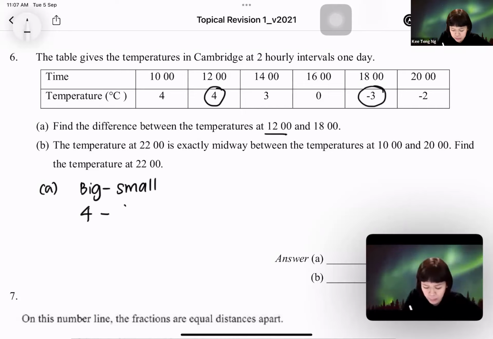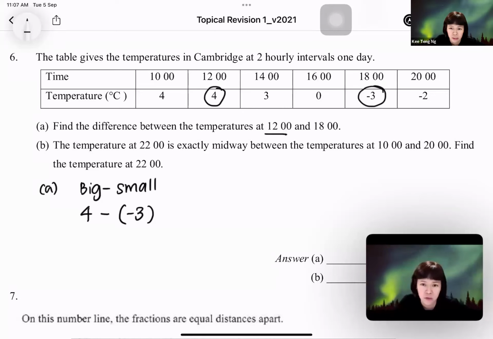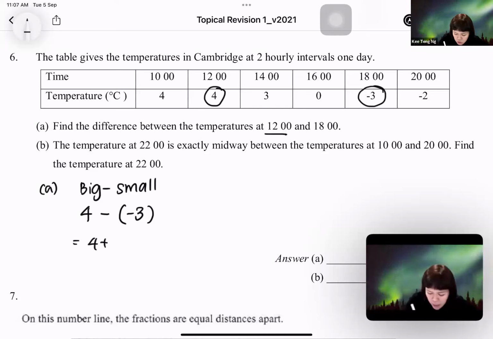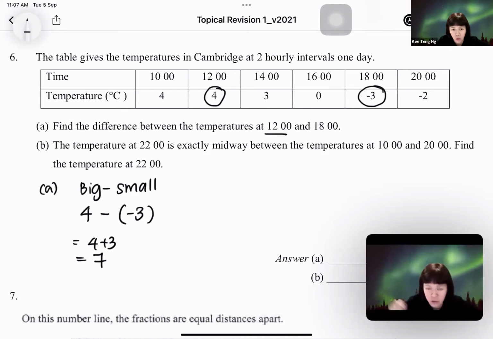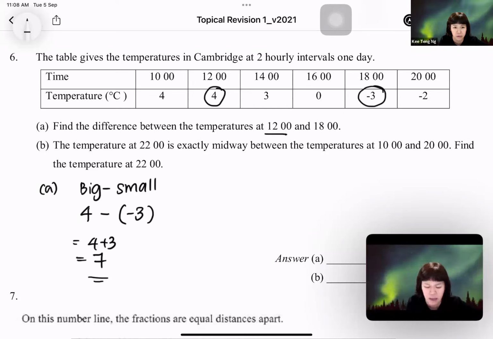This is a number -3. A lot of you might make a careless mistake. Just give 4 minus 3 and give me answer 1. Not correct. Okay, so it's 4 minus -3. Minus minus becomes 4 plus 3, which is the number 7. Or you can use your calculator to work out the answer. So answer for A, 7.